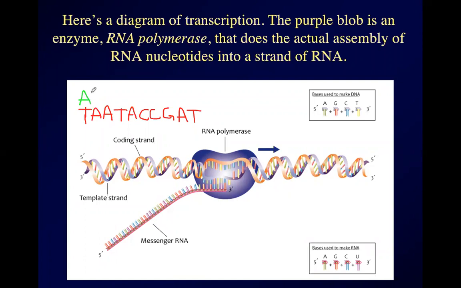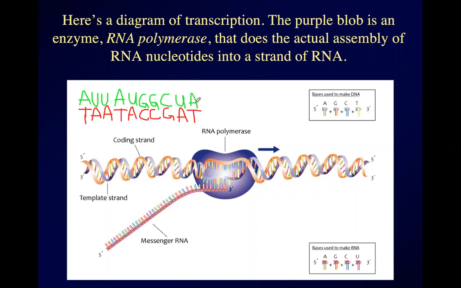There's an A right here. So the RNA nucleotide that can bond here is not a T, it's a U. And then this will be another U. And this will be another A. And this will be another U. And then this will be a G and another G and a C and a U and an A, and so on.